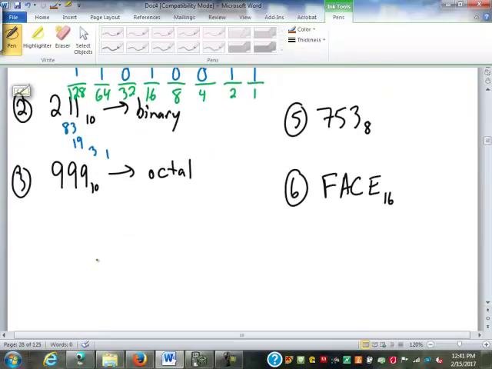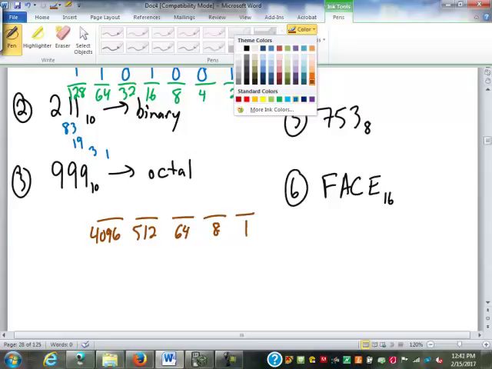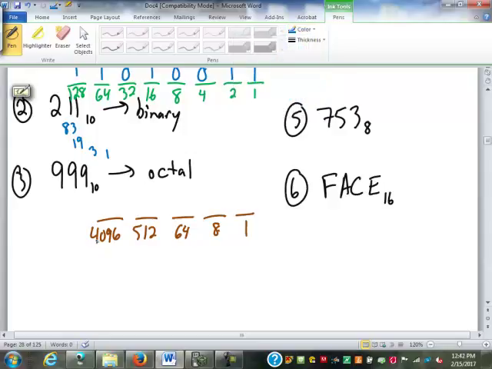So the octal. So we've got the 1s, the 8s, the 64s, the 512s, and the 4096s. Basically, these place values, you always start with 1. And if it's base 8 or octal, you multiply by 8 at every step. So now I can't get out of 4096. We're not going to worry about that one.